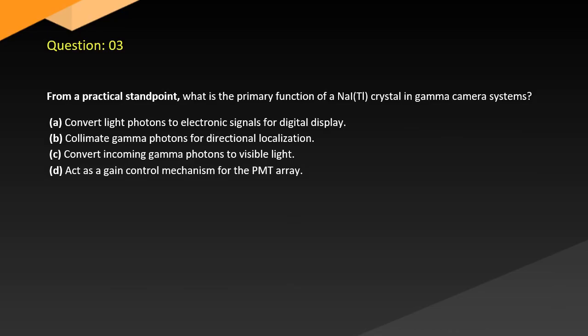Question 3. From a practical standpoint, what is the primary function of a NaI crystal in gamma camera systems? A. Convert light photons to electronic signals for digital display. B. Collimate gamma photons for directional localization. C. Convert incoming gamma photons to visible light. D. Act as a gain control mechanism for the PMT array.